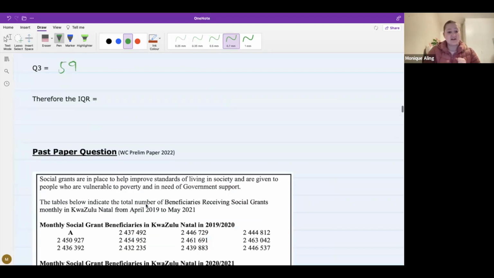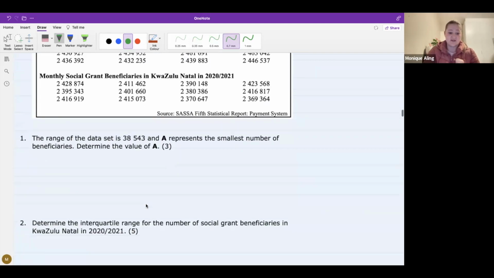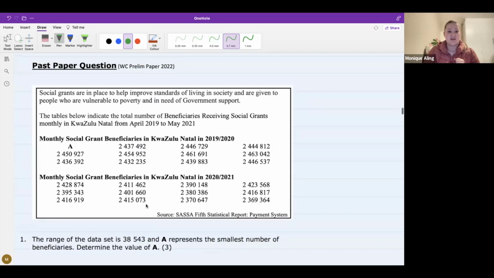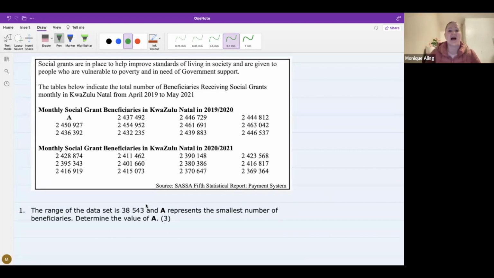So let's have a look at a past paper question on working out the range and interquartile range. So again, Western Cape prelim from last year. We've got social grants are in place to help improve standards of living in society and are given to people who are vulnerable to poverty and in need of government support. The tables below indicate the total number of beneficiaries receiving social grants monthly in KwaZulu-Natal from April 2019 to May 2021.